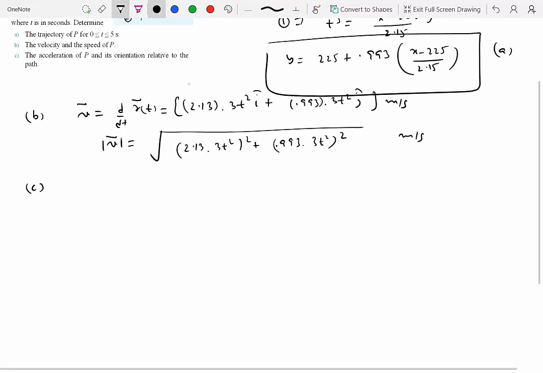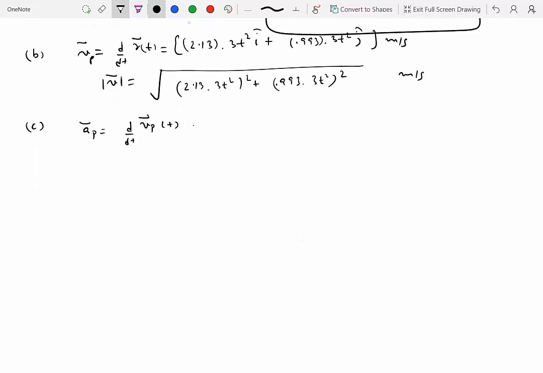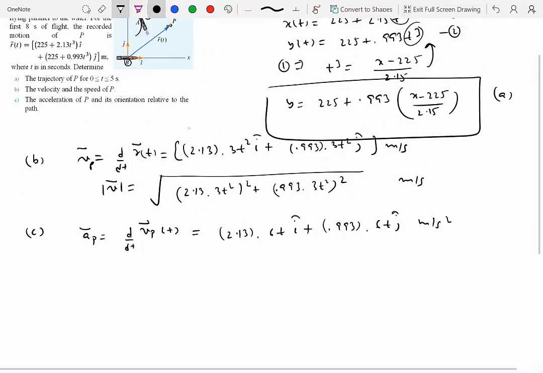What about part c, the acceleration of P? Let's write the acceleration. Acceleration of P would be d over dt of the velocity of P. So this is the velocity of P. Let's differentiate this once more, and we'll get 2.15 times 6t i hat plus 0.993 times 6t j hat, in meters per second squared. That's the acceleration expression. Again, you can see that because we have a function of time here, acceleration is actually not constant.